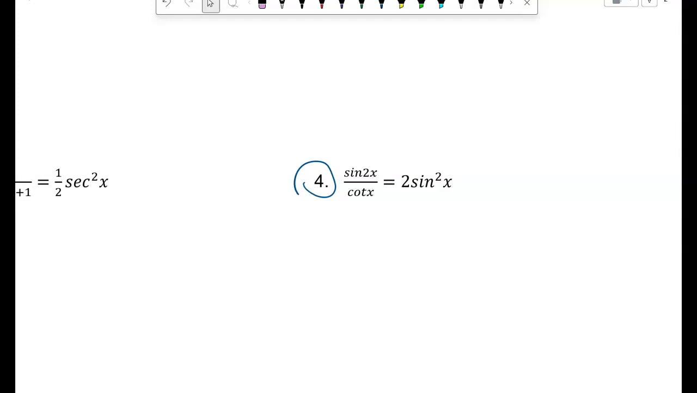Alright, 2 I'll let you do on your own here. Alright, sine of 2x over cotangent x equals 2 sine squared x. Okay, which is the uglier looking side? I don't know why it's always the left side, but it's always on the left. Sometimes it is the right side. When we work with this, think about what we're trying to do here. I'm trying to get a lovely 2 sine squared x. So what would we do first?